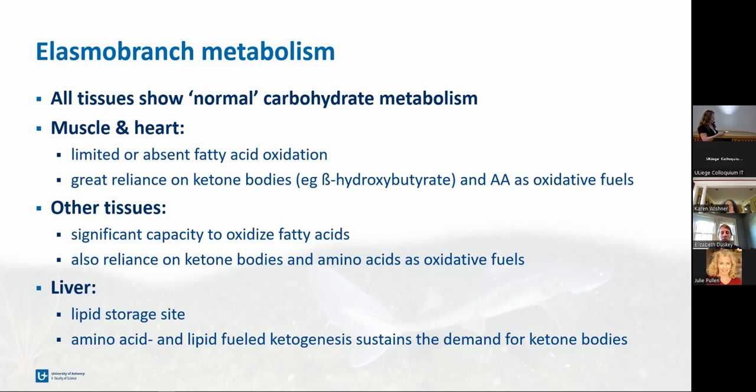And we see, for example, beta-hydroxybutyrate in plasma levels, transported just as other animals transport glucose, and amino acids are also used as oxidative fuel. In other tissues, they do have this capacity for fatty acid oxidation, so they're more teleost-like, let's say, but they also rely on these ketone bodies and amino acids.